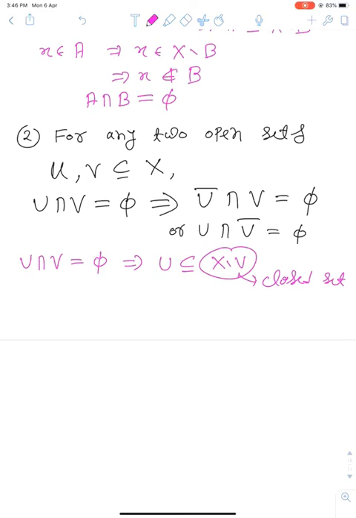Now what is U closure? U closure is the smallest closed set containing U, right? That will imply U closure is a subset of X minus V, and again that will imply U closure intersection V is empty. So these are the two basic results in set theory which we will use in our next theorem. So what is the theorem? Let's go to the statement of this theorem.